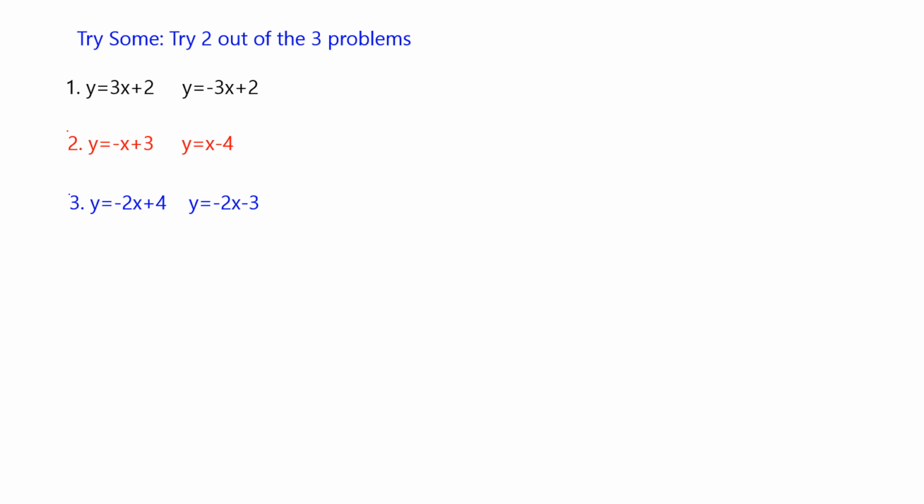Now it's your turn to give some a try. Please try 2 out of the 3 problems. Number 1 is y equals 3x plus 2, and y equals negative 3x plus 2. Number 2 is y equals negative x plus 3, and y equals x minus 4. Number 3 is y equals negative 2x plus 4, and y equals negative 2x minus 3. Good luck!